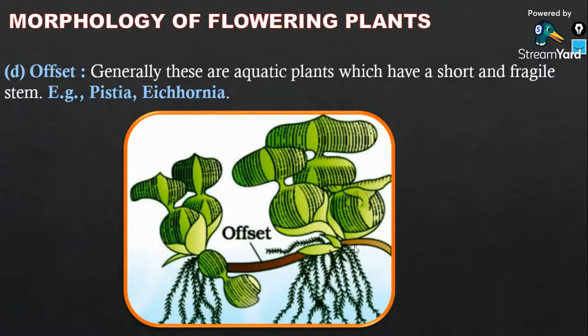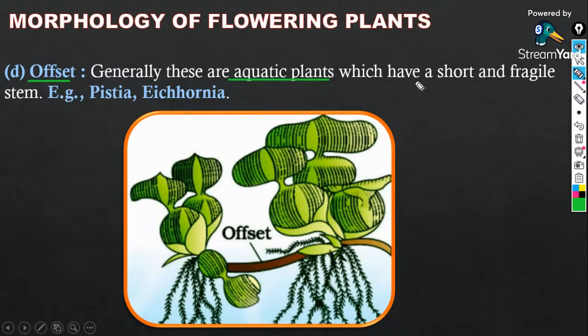Next you have the offset. So what is an offset? It is generally seen in aquatic plants which have a short and fragile stem. Examples are Pistia and Eichhornia. So guys, in Pistia and Eichhornia you will find the offset formation. What is Eichhornia, guys? Eichhornia is the water hyacinth.